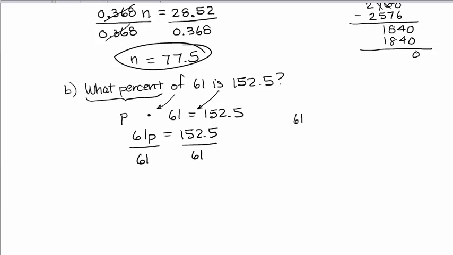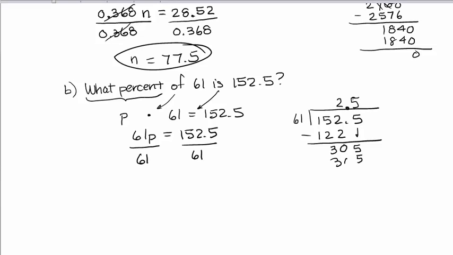And if I do the long division here, 61, 152.5. I don't need to move the decimal because there's no decimals out here for my divisor, right? So 61 can't go into 15, but it can go into 152 2 times. And let's do the subtraction. 0, 3, bring down the 5. 61 goes into 305 5 times. So I get 5, it goes in evenly.